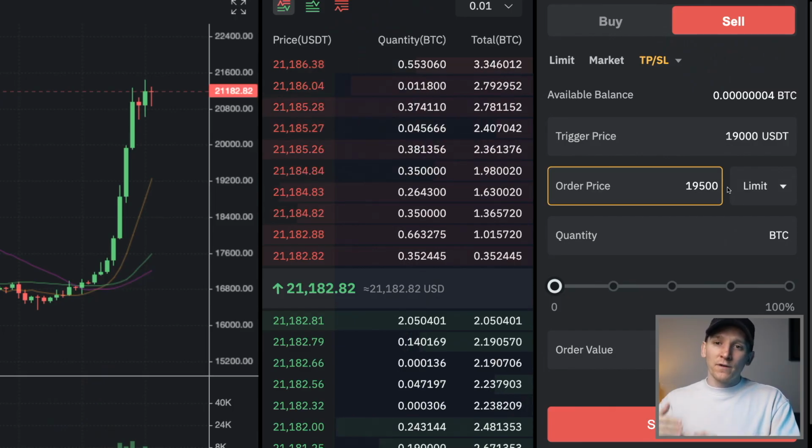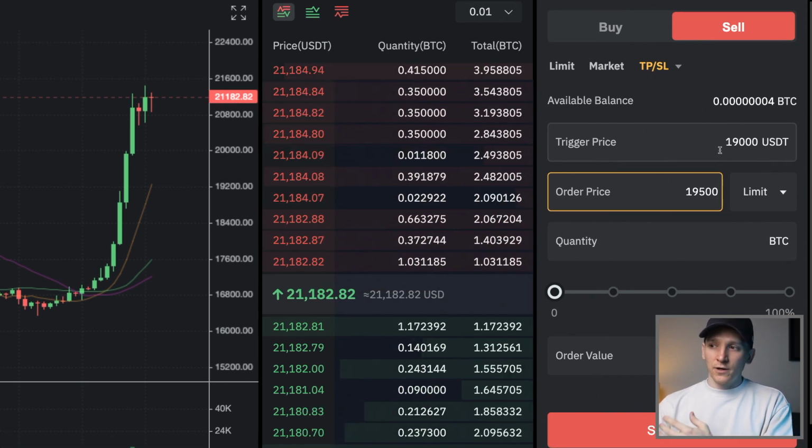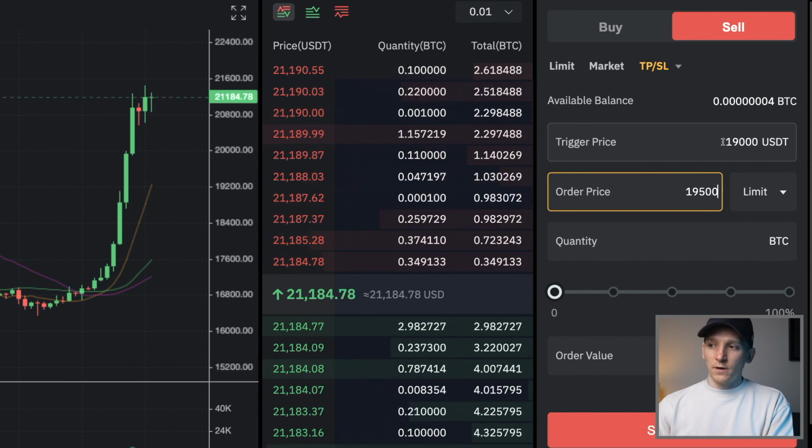Now, like I said, if you're just selling above the current price, you may as well just use a limit order. You don't need a stop or conditional order there. As for the sell side as well, again, just choose a level that you want the price to trigger at. You're going to need a conditional or a stop order in this case.